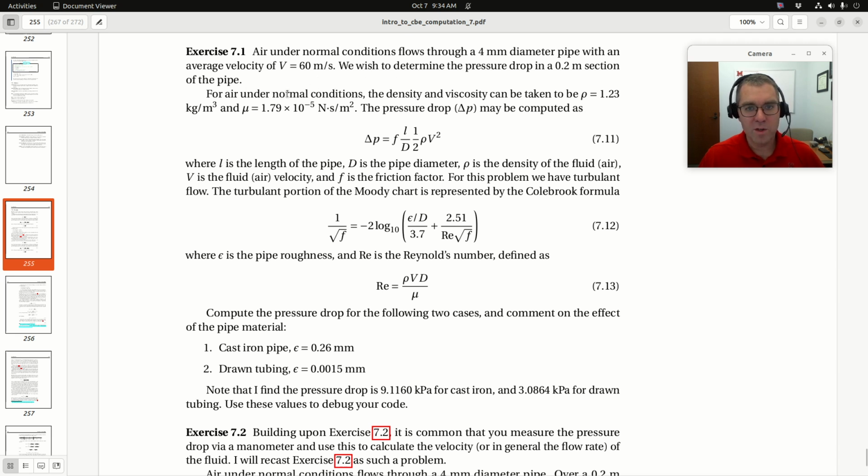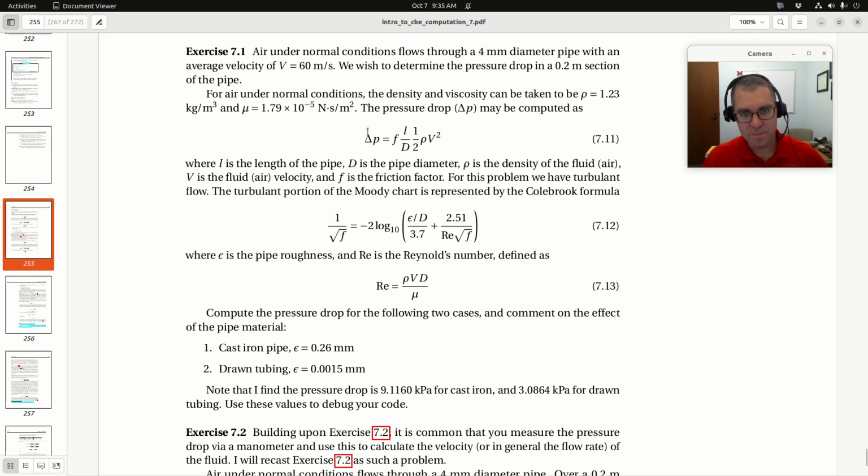For air under normal conditions, the density and viscosity can be taken to be 1.23 kilograms per meter cubed and 1.79 times 10 to the negative 5 Newton seconds per meter squared. The pressure drop may be computed as this, where L is the length of the pipe and D is the diameter of the pipe, rho is the density of the fluid, V is the fluid velocity, and f is the friction factor.